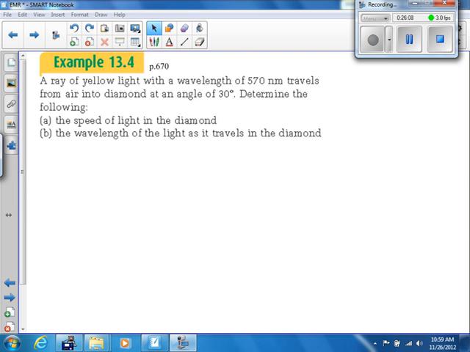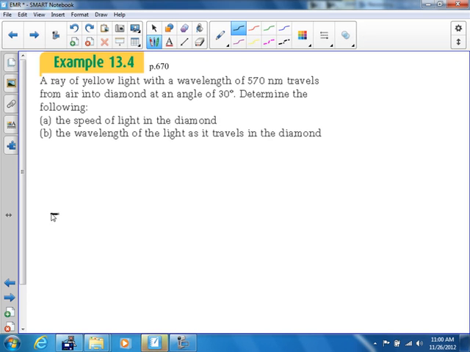All right, if we're good with those ones, let's take another look at another example here. It says a ray of yellow light. Once again, we've got our table that is valid here because we're dealing with yellow light with a wavelength of 570 nanometers, travels from air into diamond at an angle of 30 degrees. Determine the following: the speed of light in the diamond and the wavelength of the light as it travels into the diamond. It's going from air to diamond.